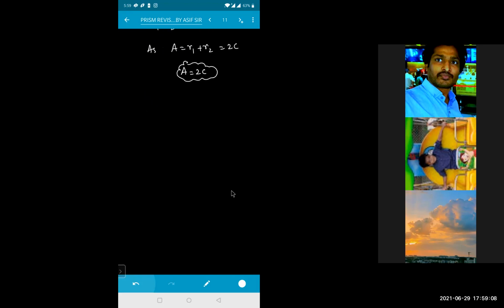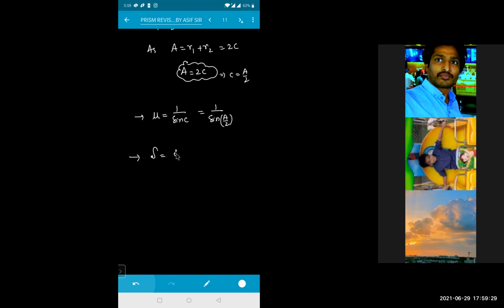Then what will be the refractive index of the prism? Mu is equal to 1 by sin C. That is equal to 1 by sin C. From this one, C is equal to A by 2. That means this will become 1 by sin of A by 2. Okay, the next one, angle of deviation.